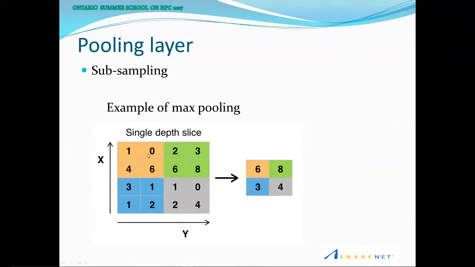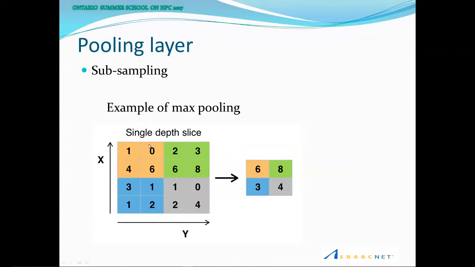For this yellow, I choose 6 because 6 is the maximum. In the green area, it's 8, and in the gray, it's 4, and this blue one is 3. So after pooling, from the original 4 by 4, I got a 2 by 2. It's reduced by half.